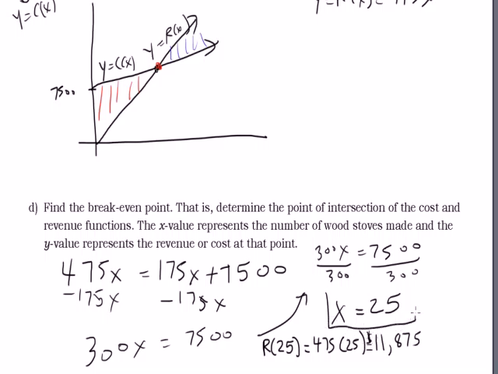So we need to sell at least 25 stoves to break even, and the amount that we'll make when we break even is $11,875. That is the revenue we'll bring in, which is the same as the cost at that point. So that's where the profit would be 0. Hope this helps.